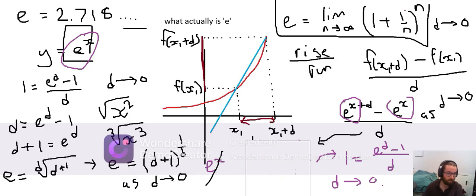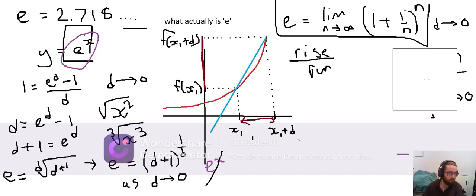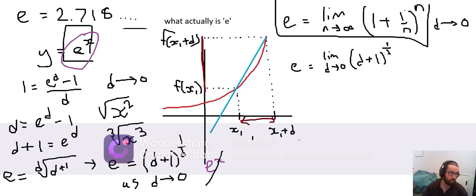Alright, now I'm going to rub out this side and go back. So we have another definition for e now. We have that e has to equal the limit as d approaches 0 of d plus 1 to the power of 1 over d. Now I'm going to try and argue that this definition of e is the exact same as this definition of e. In fact, they're identical.